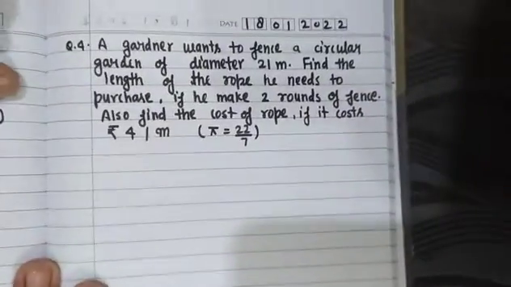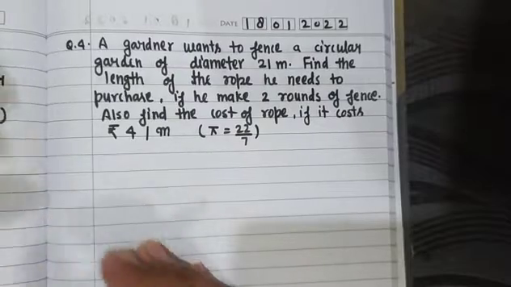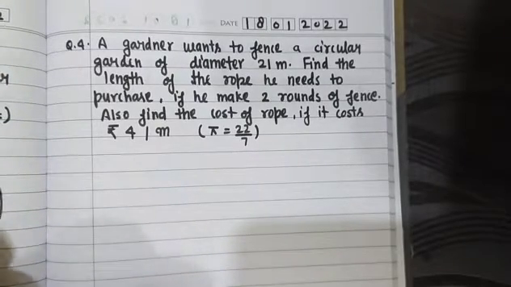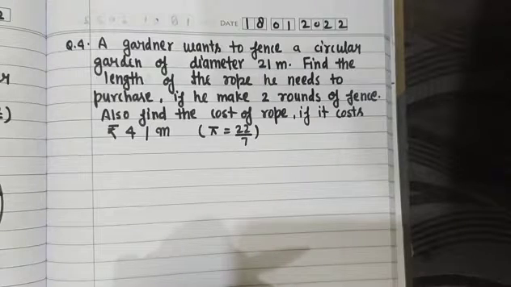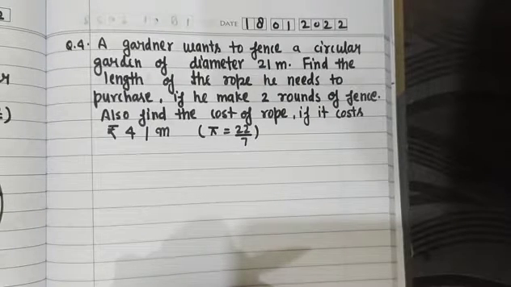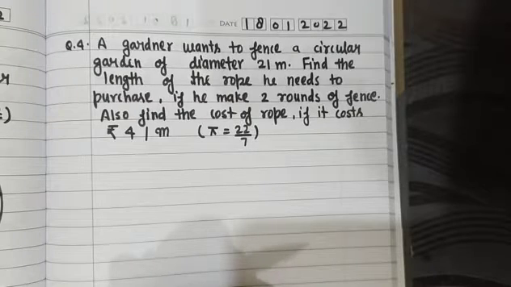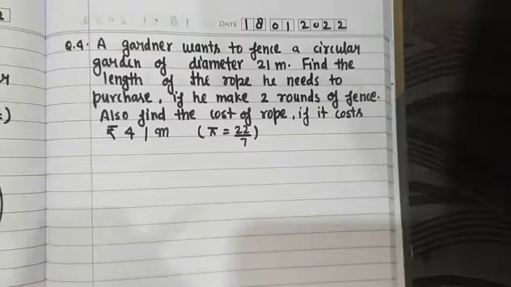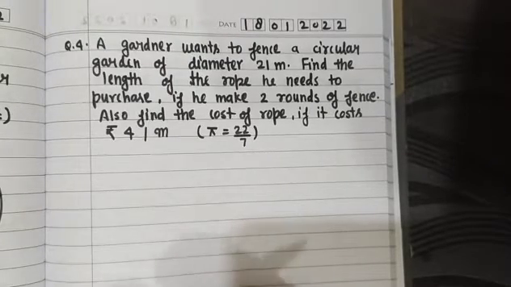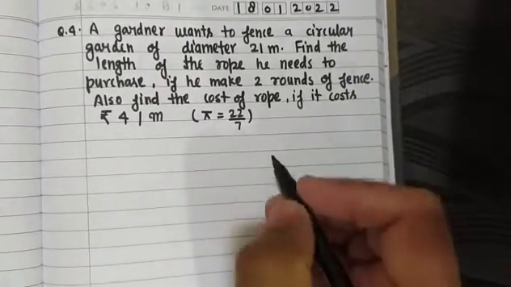Now the next question is, a gardener wants to fence a circular garden of diameter 21 meter. Find the length of the rope he needs to purchase if he makes 2 rounds of fence. Also find the cost of the rope if it costs rupees 4 per meter, and pi is given as 22 over 7.